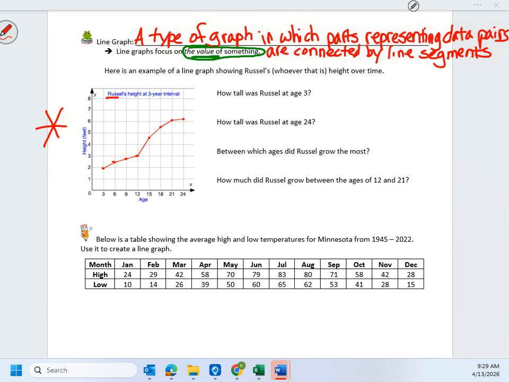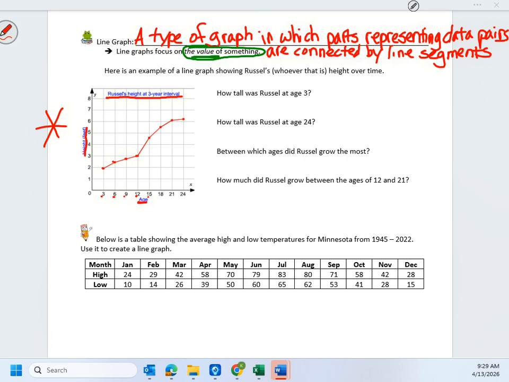Our title is Russell's height at a 3-year interval. So we have every 3 years at the bottom, we can see his age. It's labeled so we know what those numbers mean. Then on the left, on that y-axis, we have his height at those 3 years, height in feet. So we know we're measuring them by feet, not by inches, not by meters. We know that this is his height in feet. So we use those labels to help us be able to answer the questions.